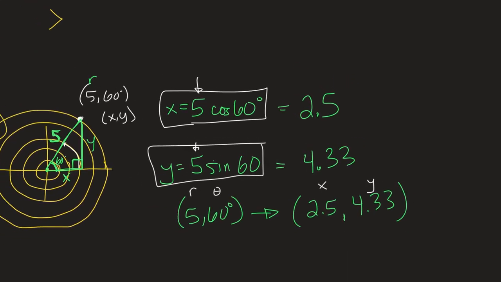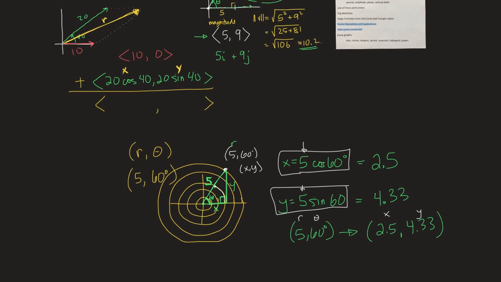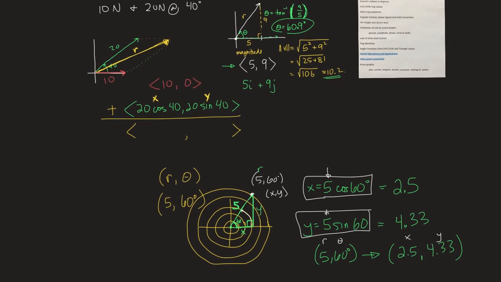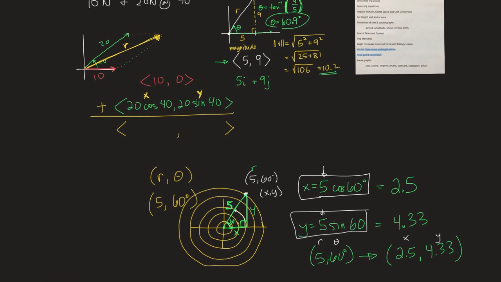Vectors and polars are closely related in that they have the same basic conversion formulas. So that's what you need to have on your sheet: how do I convert from a polar point into an xy point, and how do I find the magnitude and direction from a vector? Hopefully you're figuring that out and will do great on your test.